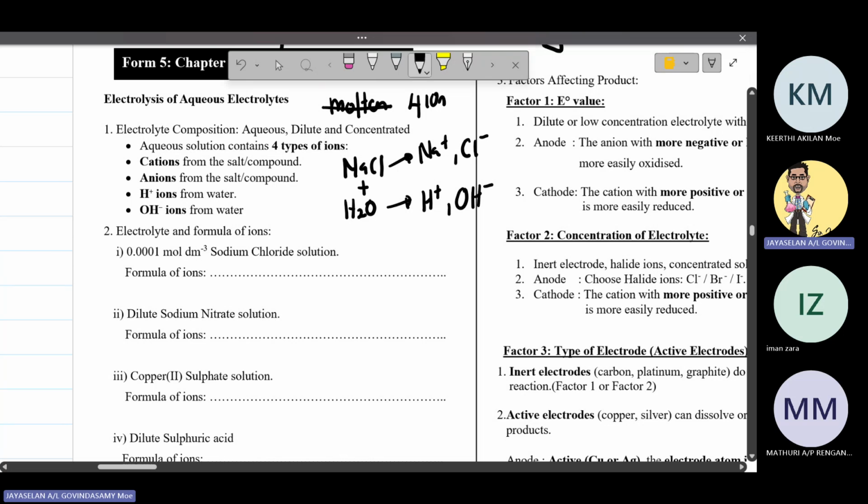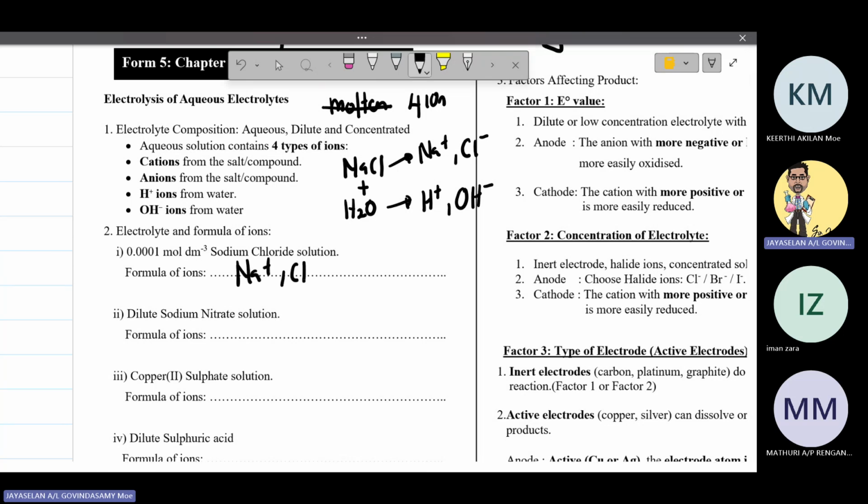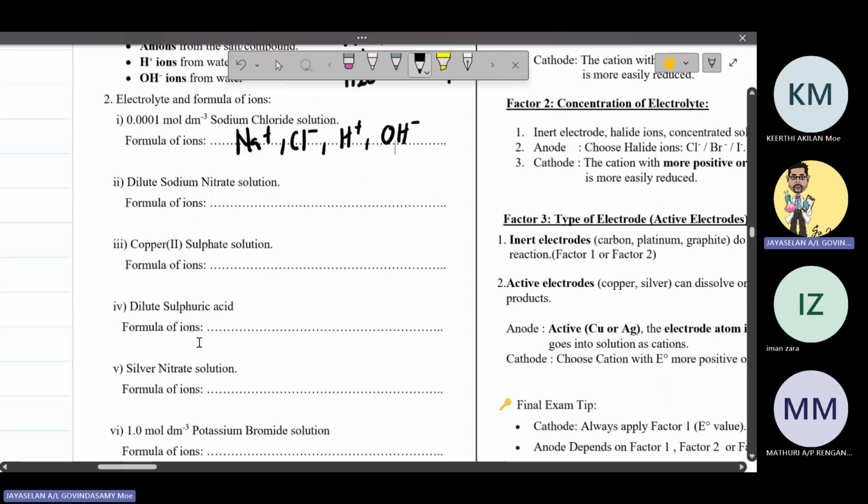Ada tak perkataan molten? Tak ada. Bila tak ada, what I do here: sodium ion, chloride ion, hydrogen ion, hydroxide ion. So you already score 1 mark. Any question? Okay, we do number 2. Sodium nitrate solution.